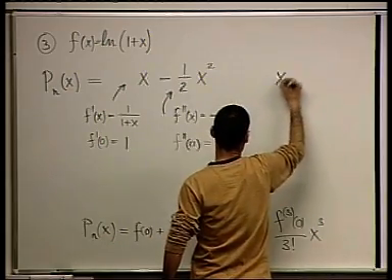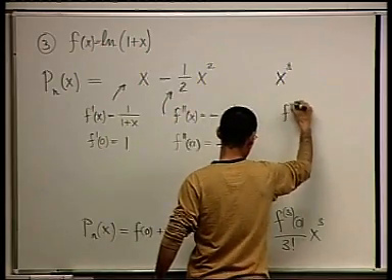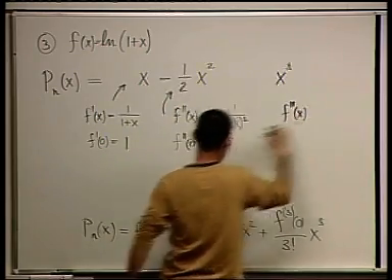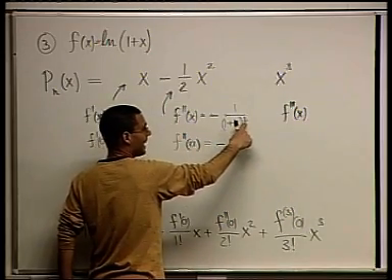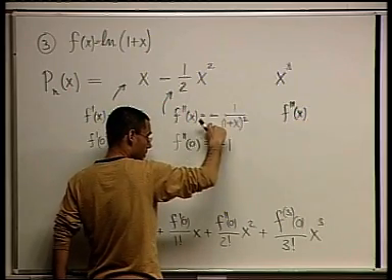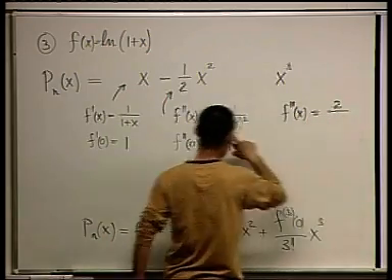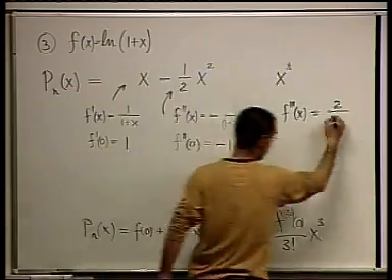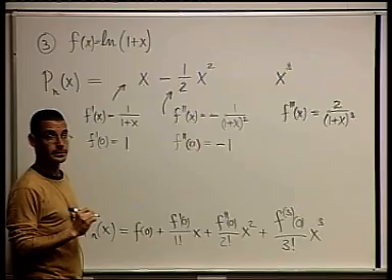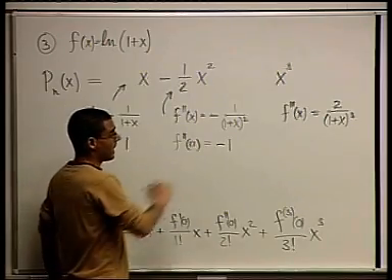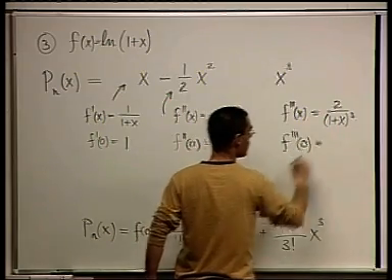Now we're going to have the next one, which is x cubed. So we're going to need the third derivative. The third derivative is the derivative of the second derivative. So this is 1 plus x to the minus 2. Minus 2 comes down, makes this into a plus 2. So we get 2 over 1 plus x to the power 3 in the denominator. Do you agree?